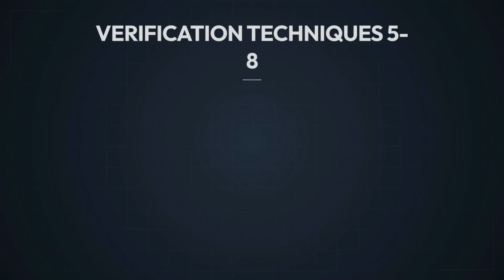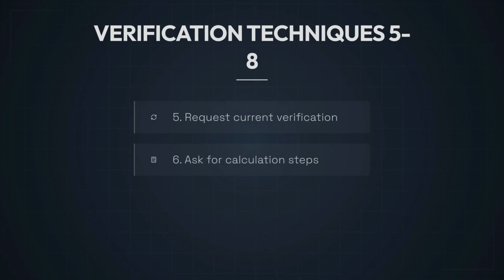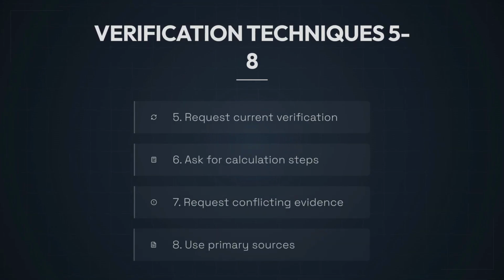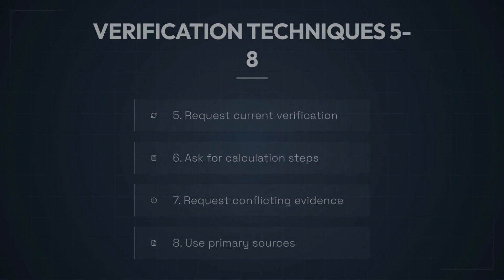Let's look at more advanced techniques for data validation. For calculations and complex reasoning, we must instruct the AI to show its steps, which prevents the model from jumping to incorrect conclusions. Technique 5. Request current verification for active regulations. Technique 6. Ask for calculation steps. Technique 7. Request conflicting evidence. And Technique 8. Prioritize primary official sources. Always verify the underlying source.